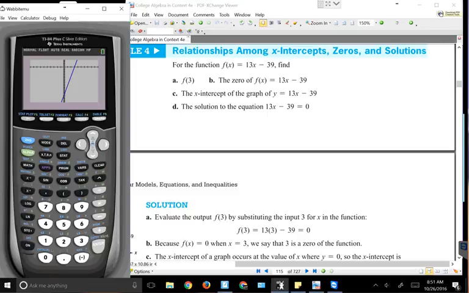So, I want to find f of 3. Trace button. What number should I put in?